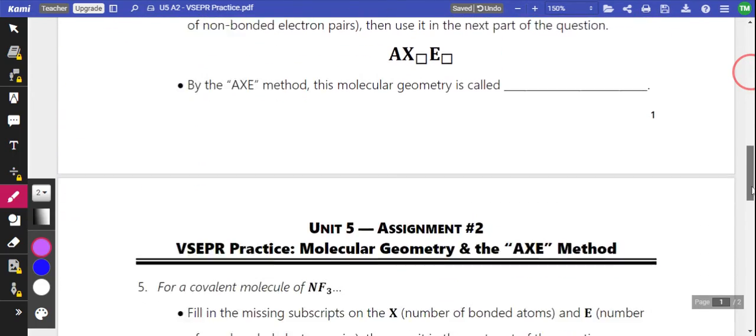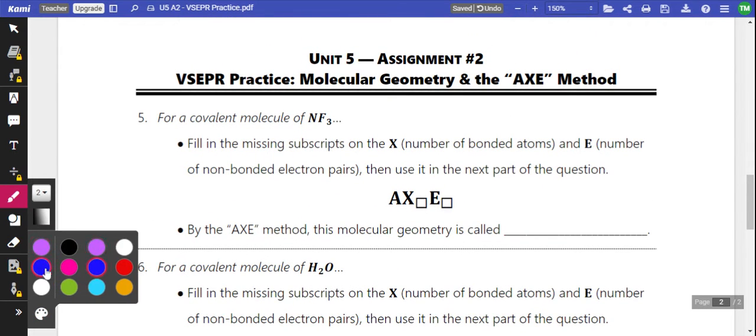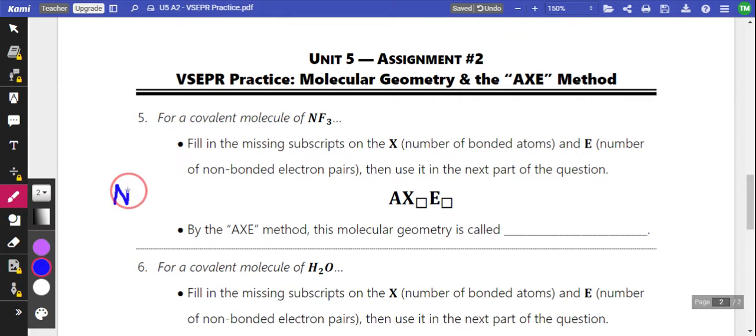We'll do this one, NF3. So let me draw out NF3. Nitrogen is my center atom here, and it starts with 5 valence electrons. So I'm going to do 1, 2, 3, 4, 5. I've got 3 fluorines to bond it to, so I'm going to put 3 fluorines there, and each has 7 valence electrons.